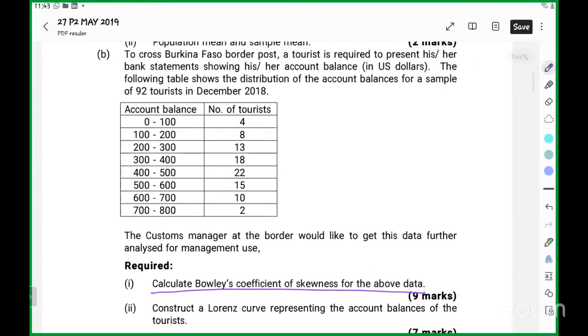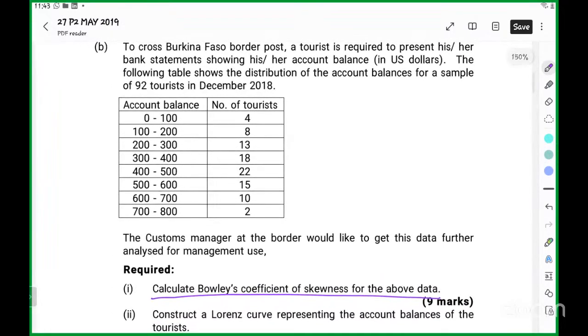Okay, may someone online read for us, part B? Someone online, please read. Okay. To cross Burkina Faso border. Keep going. You can go ahead please.